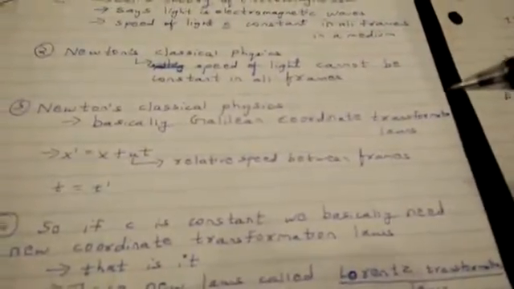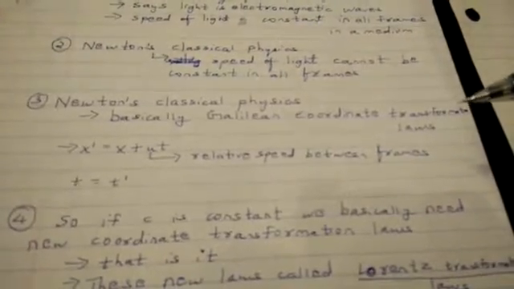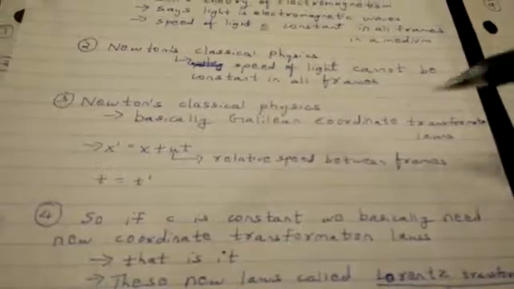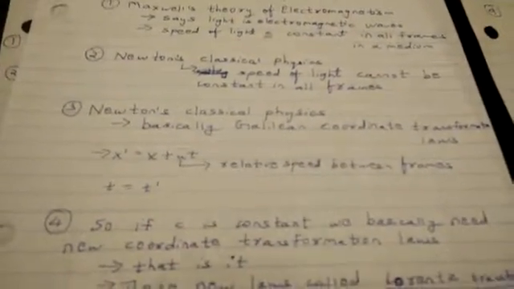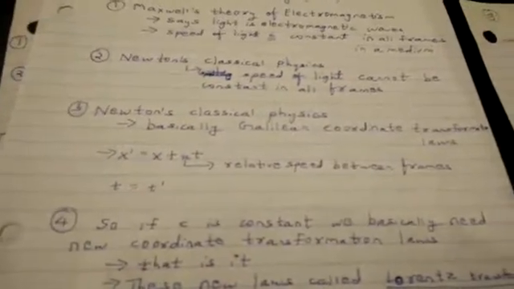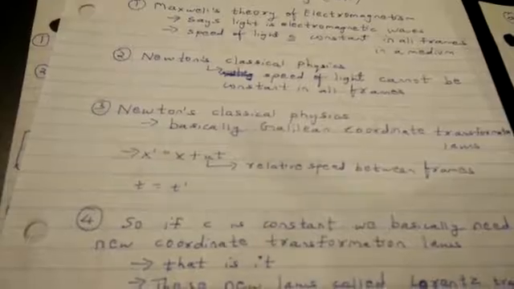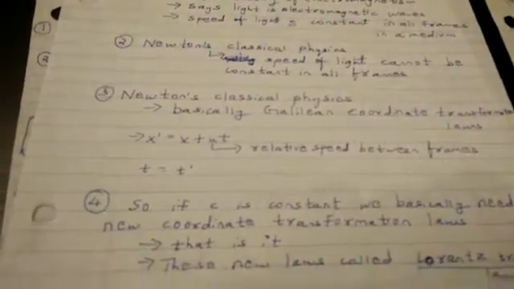Then Newton's classical physics, basically the Galilean coordinate transformation laws. As you can see, x prime is equal to x plus ut, where u is the relative speed between frames, and t is equal to t prime. So according to Newton, time is constant everywhere in the universe. That was a big thing, and these were the two basic laws that most people use in 11th, 12th grade or so.